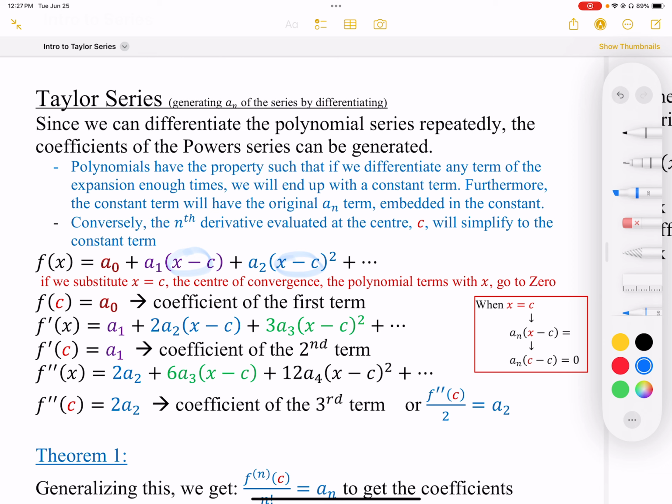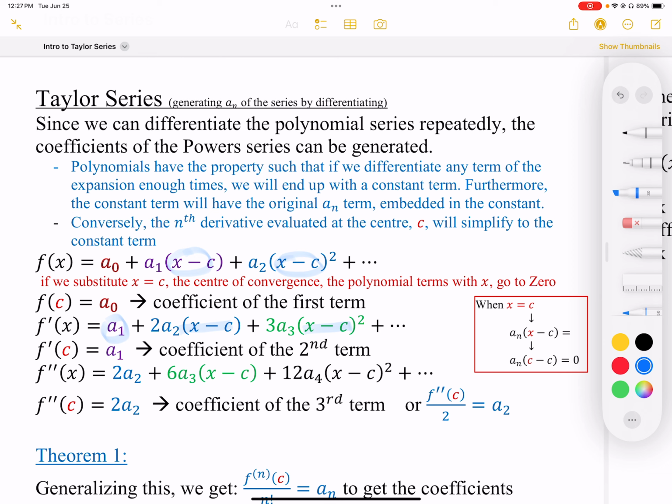So if we do this for the derivative, once we differentiate that expression, we're going to end up with an a1 coefficient, or an a1 constant term, and all the other terms are going to have an x minus c factor involved. So if we evaluate that at c, all those terms are going to cancel out, and we're just going to be left with an a1 term.